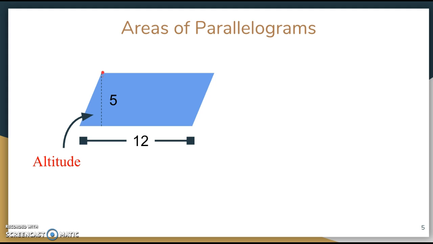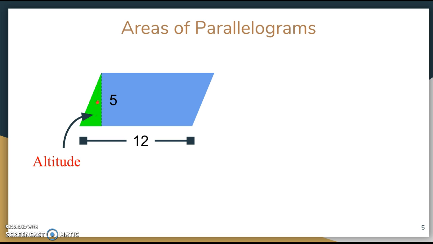How tall is it? So we need to know how tall it is. So we draw this thing called an altitude. The altitude tells us how tall. And in this case, the altitude for this parallelogram is 5 and the base is 12. You can see when we draw this, it creates a little triangle here, right there.